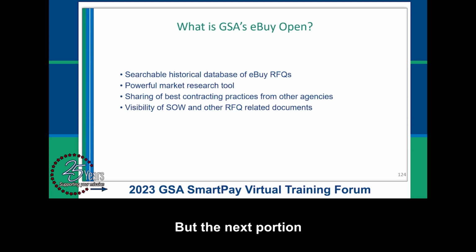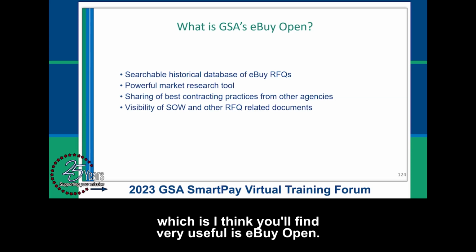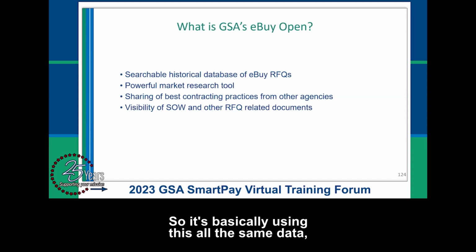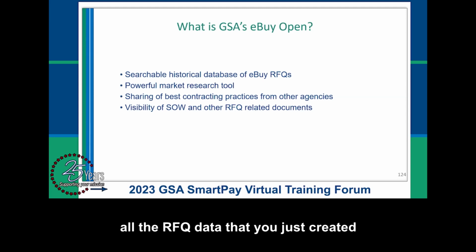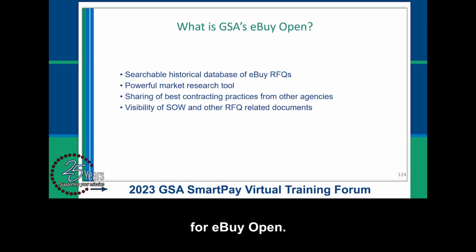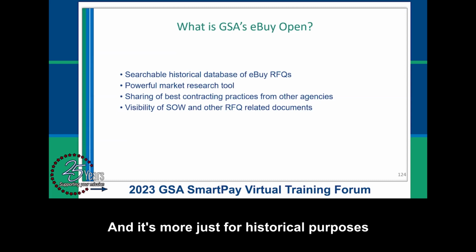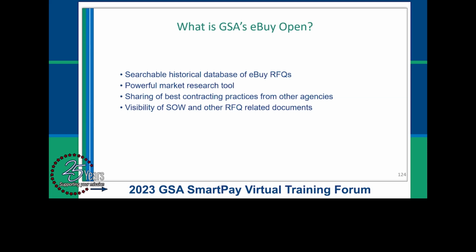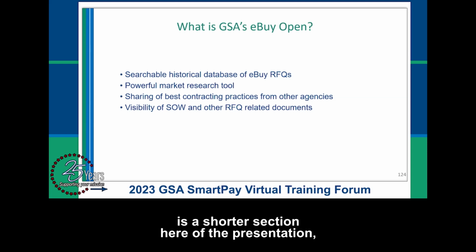But the next portion, which I think you'll find very useful, is eBuy Open. It's basically using all the same data, all the RFQ data that you just created and the responses you get. They're in our database, but then it gets copied over to another database for eBuy Open. And it's more just for historical purposes and research purposes, market research. This last section is a shorter section of the presentation.